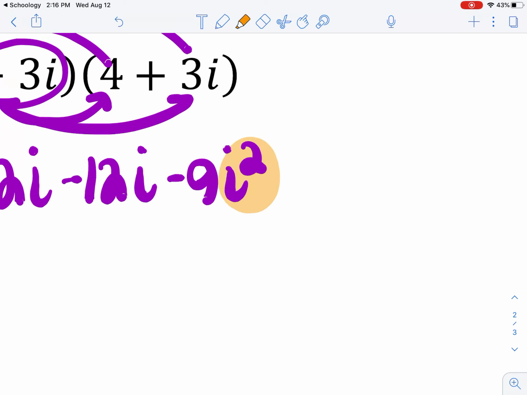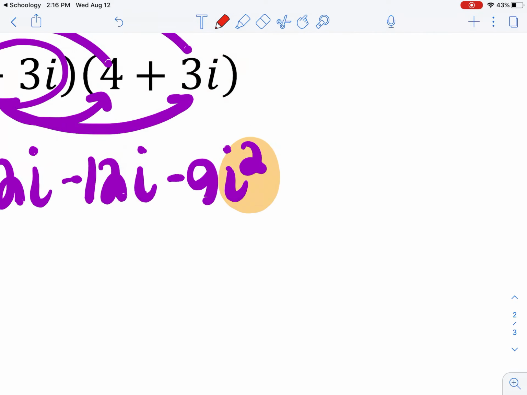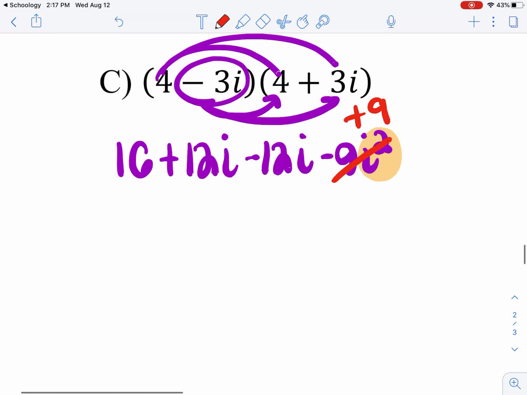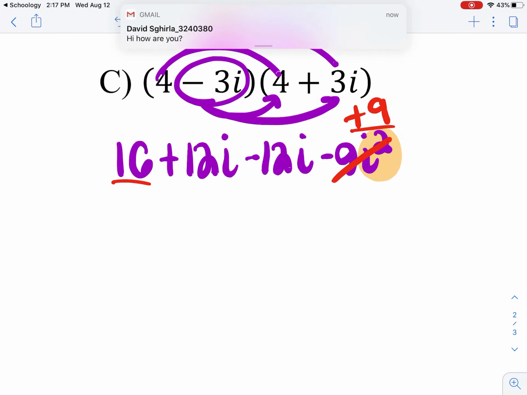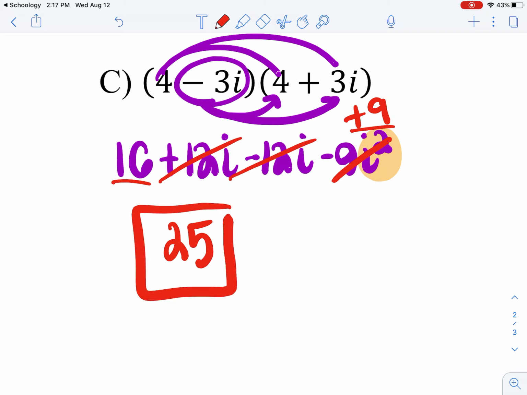All right, once again, I don't want to keep this in here. Remember, it's equivalent to negative 1. So I'm going to change this negative 9 times negative 1 to a positive 9. Combine my real parts. 16 and 9 is 25. 12i and negative 12i cancel out, so the answer is just 25.